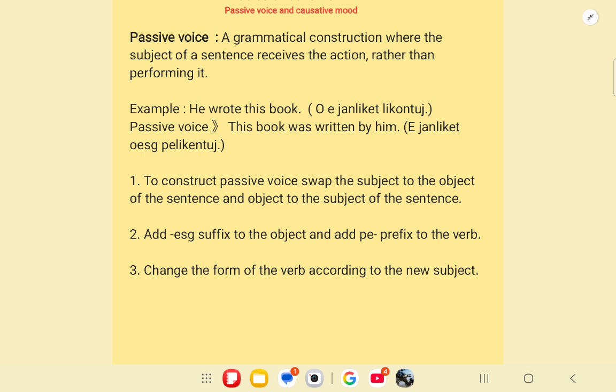So what it means is, in the old sentence the verb is agreeing with this subject, and in the new sentence this form would be wrong because the verb should agree with the new subject. So we need to change the form of the verb also and add the pe suffix also. So the pe suffix is the passive voice suffix. Okay, let me explain it more clearly. Let me add a slide.